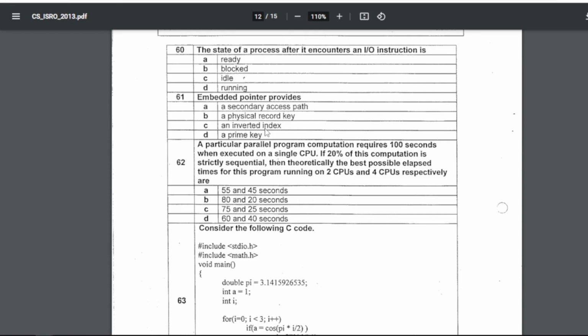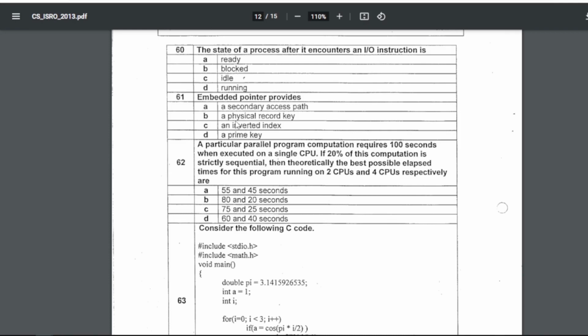Now question number 61 is, the embedded pointer provides what? So basically the embedded pointer provides a second access path, right? Remember that the embedded pointer provides a second access path.